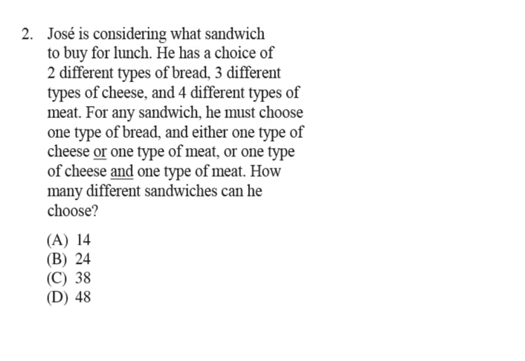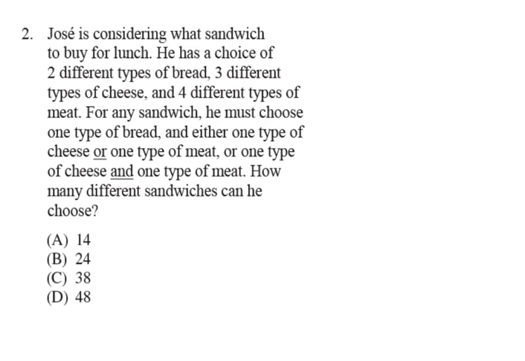In problem number 2, Jose is considering what sandwich to buy for lunch. He has a choice of 2 different types of bread, 3 different types of cheese, and 4 different types of meat. For any sandwich, he must choose one type of bread and either one type of cheese or one type of meat, or one type of cheese and one type of meat. How many different sandwiches can he choose?